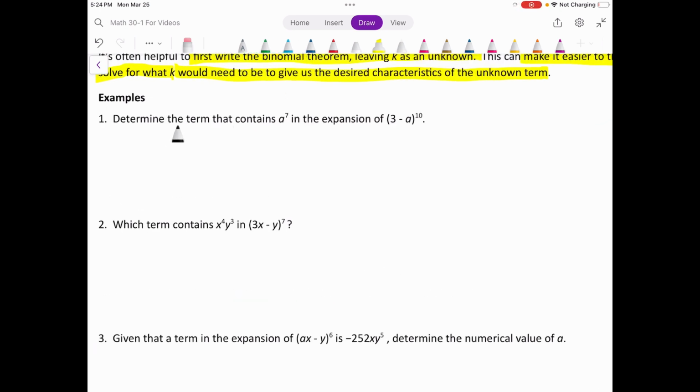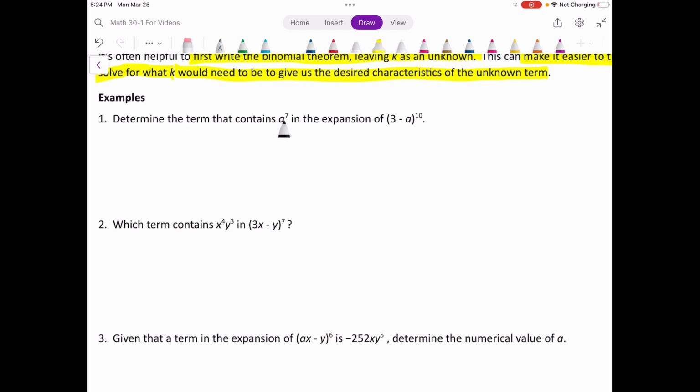So first one, determine the term that contains a to the power of 7 in the expansion of (3 minus a) to the power of 10. Right? So see what I mean? It's just not telling us, oh, find the third term. It's saying find the term that contains this. So you can see how this just boils down to, all right, we just need to figure out what k is, right? And then we can use our binomial theorem to solve for what the actual term itself is, once we know what its k value is.